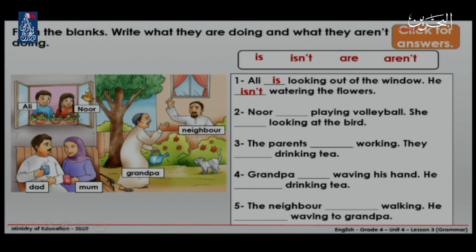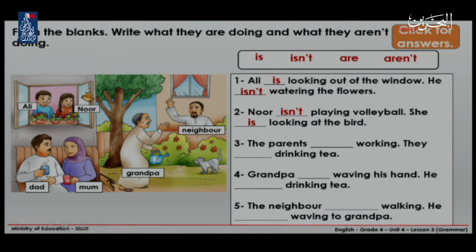Let's see number 2. Noor is playing volleyball. Look at Noor. Is she playing volleyball? No. So, Noor isn't playing volleyball. She is looking at the bird. Is she looking at the bird? Good. So, she is looking at the bird.